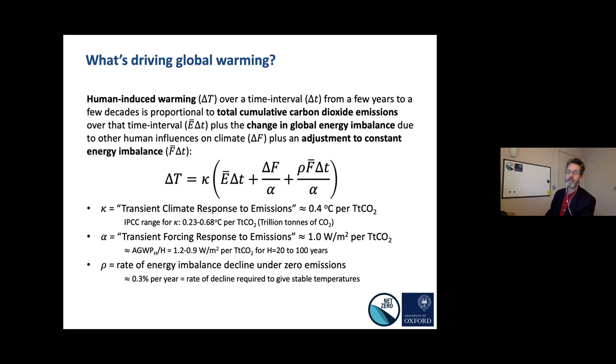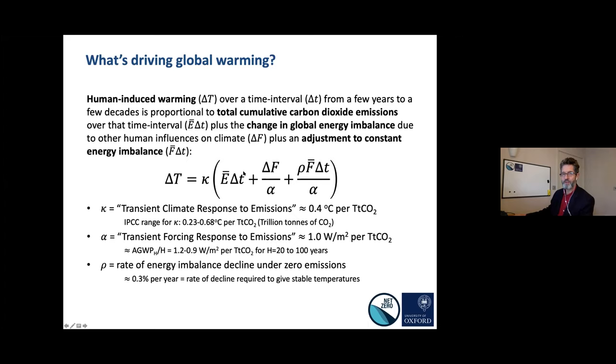So I keep emphasizing we need to limit cumulative carbon dioxide emissions. We need, therefore, to reduce the rate of emission of carbon dioxide into the atmosphere to zero in order to stop carbon dioxide from causing global warming. There are two other terms, and it's important to stress these are in declining order of importance. That's the important one. If you don't remember anything else, remember that one.